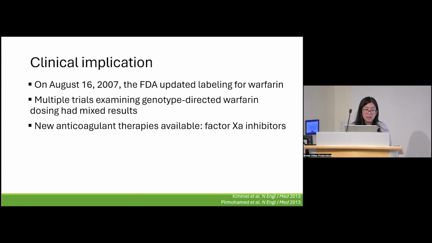One key lesson learned from the warfarin story is that much of this has become not as relevant with the development of new anticoagulant therapies such as factor Xa inhibitors, which are medications that don't require this type of close INR monitoring, and are much more straightforward in terms of dosing recommendations. So it's made some of this work obsolete, but it illustrates that as new medications come on board, the study of pharmacogenetics has to keep up.